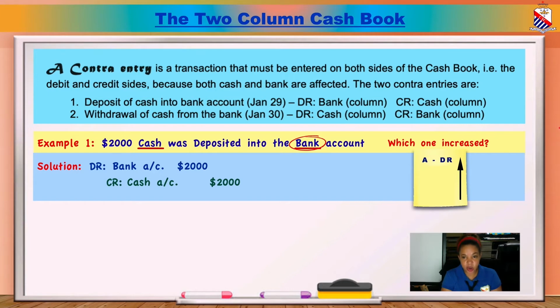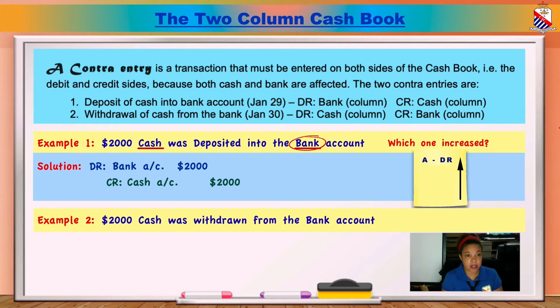And how do we know? It's based on the double entry rules. Once again, they are both assets. And as assets, if it increases, it will be debit, and the bank increased, so we debit that. And the opposite happens when it decreases. So the cash, we have less cash in hand because we put it in the bank, and that means that would be credited.